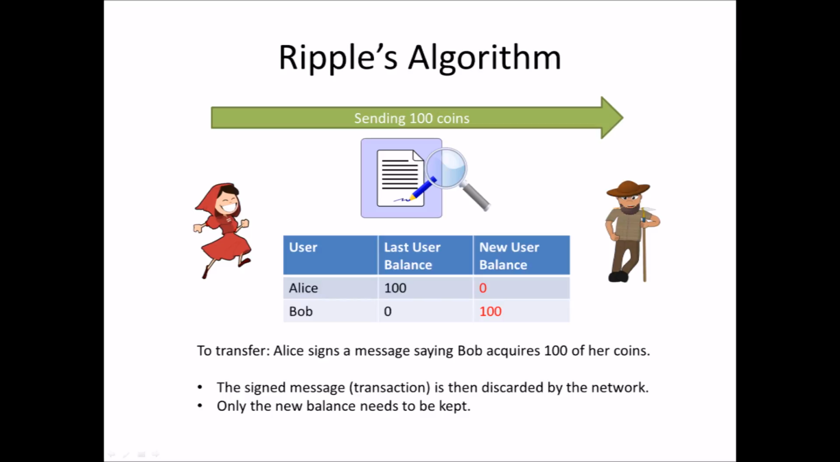Again, Alice wants to send some coins to Bob. Again, she signs a message saying that 100 of her coins will now belong to Bob, and enters it this time into the Ripple network. The Ripple network checks the signature on the transaction and applies the transaction to the Ripple ledger. The ledger is just a list of accounts on the network with the current balance for each account. When the accounts are updated, the transactions that caused the updates are discarded by the network, and only the new balance is kept.